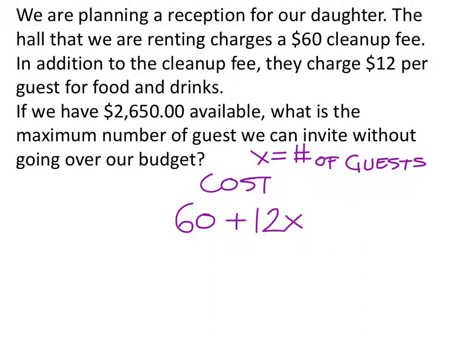And if we have $2,650 available, what is the maximum number of guests we can invite without going over the budget? So we're comparing the 60 plus 12x with the 2,650. Specifically, we want the cost to be less than or equal to what we have, right? So I want that inequality to be eating the amount that we have, because the most that you want to spend is how much you have. So it should be eating that, but it's also equal to that as well.